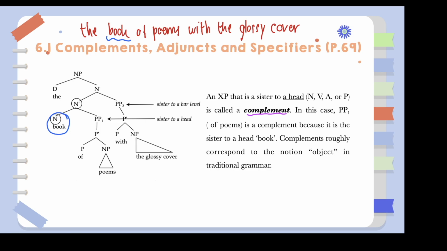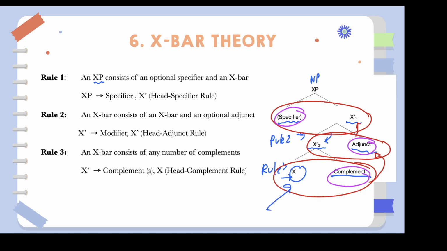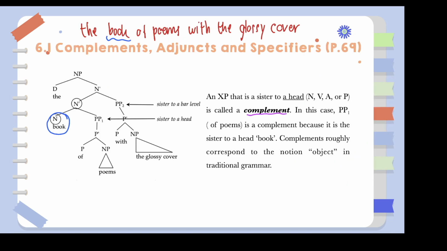Okay, and if we turn back, as you can see, following the head, it must be the complement. The complement is next to the head. So if we come back to "the book of poems," definitely poems is our complement. Complement is like the object in traditional grammar. So it means that it's not any other book, but it is a book of poems. It directly modifies our head noun, book. So in this case, "of poems" is a sister to the head.